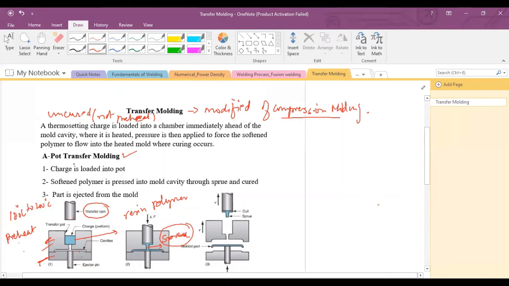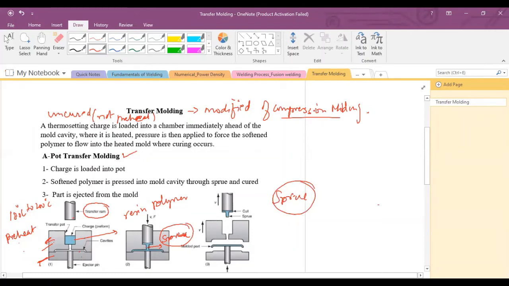Actually, transfer molding has two types: pot transfer molding and plunger type transfer molding. In pot type transfer molding, there is a sprue. The sprue is used in the pot transfer molding, in the upper part of the mold, or in the transfer pot. When the resin takes energy from the transfer pot and force is applied to this material, the flow is highly viscous, and due to this viscous flow, considerable heat will generate, and that heat is used to raise the temperature of this resin.